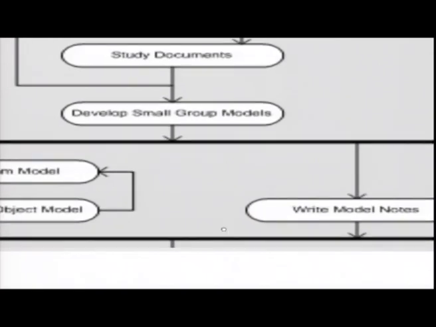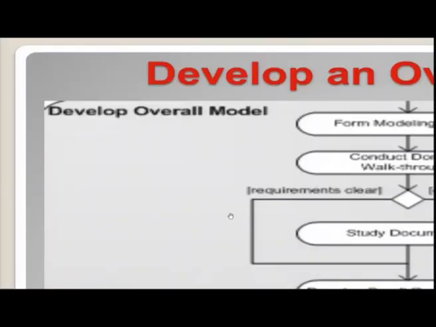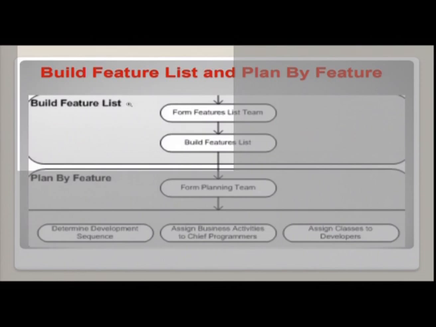Then, after refining the overall object model, after a group model has been created, you are supposed to document it, based on the model that has been created, not the entire documentation, only based on the model that has been created. So, this is what you develop for an overall model. Then next is to build a feature list.